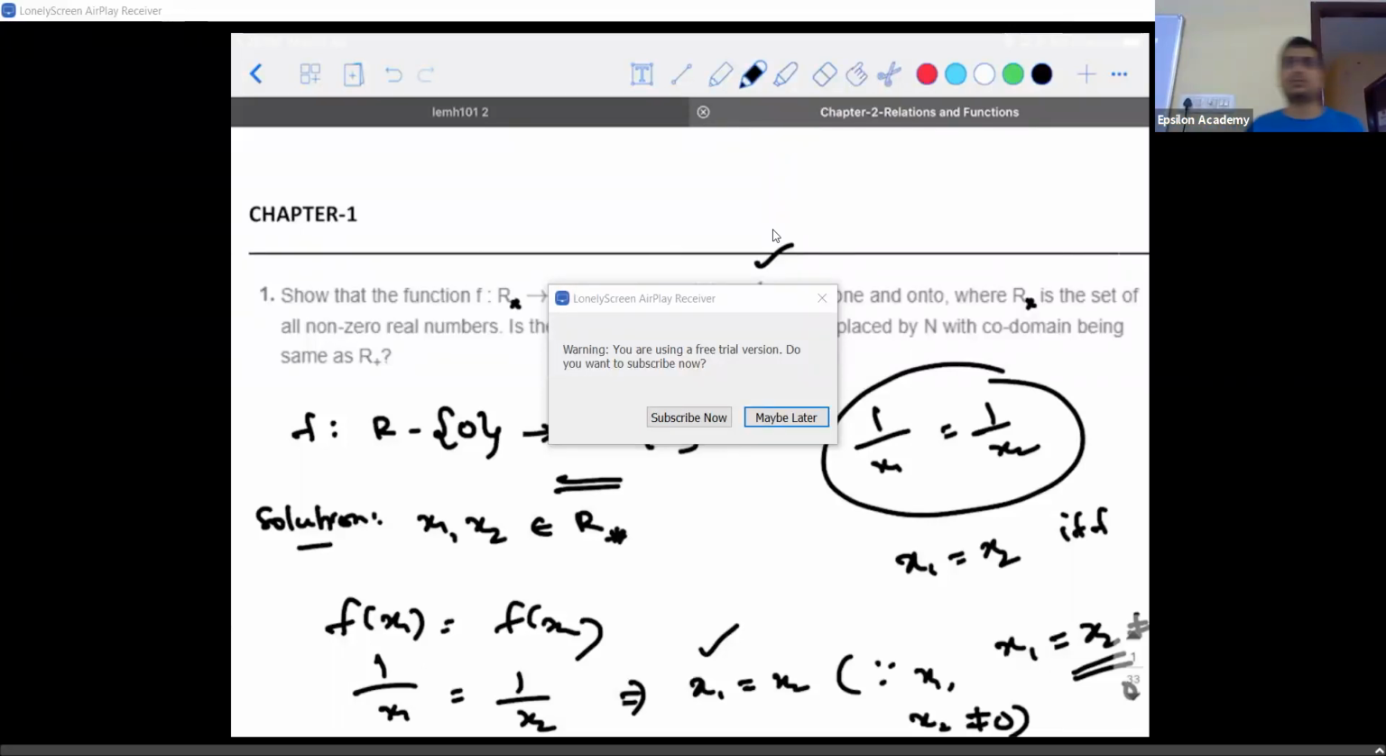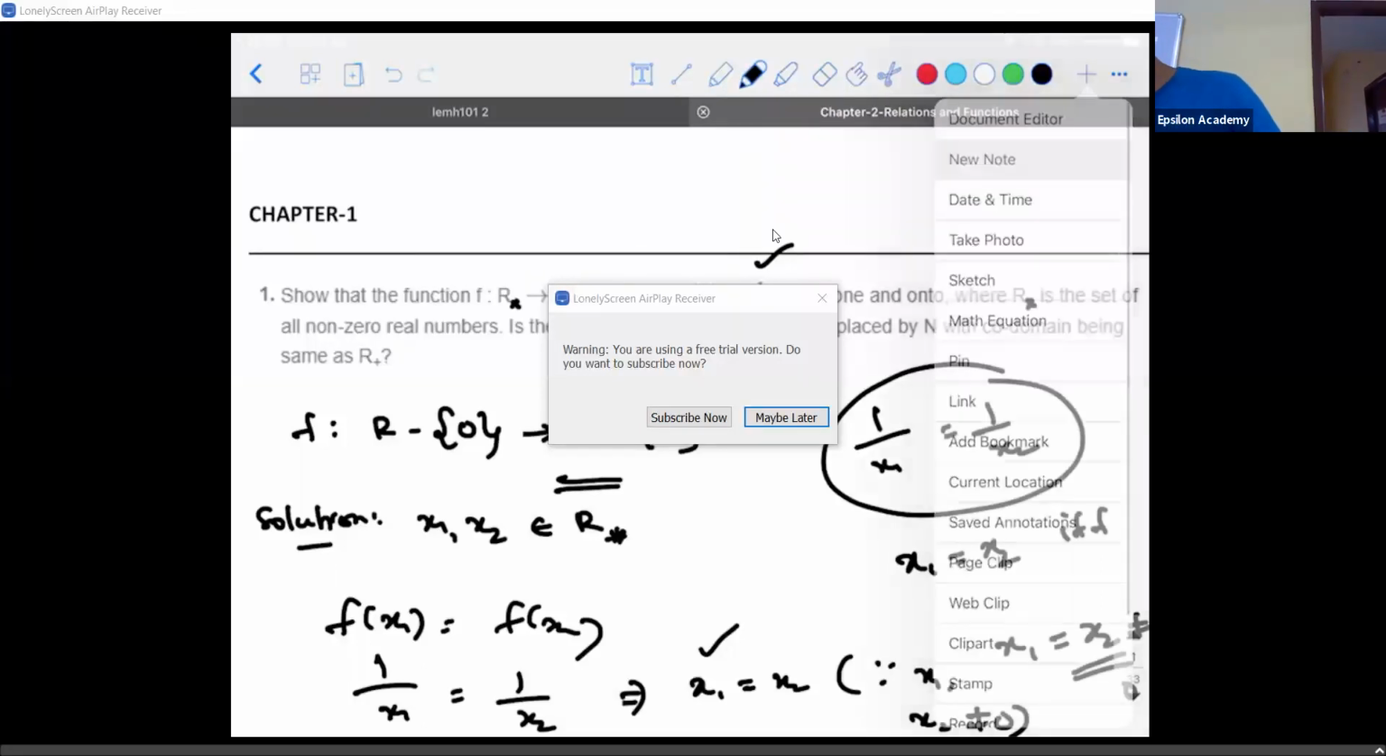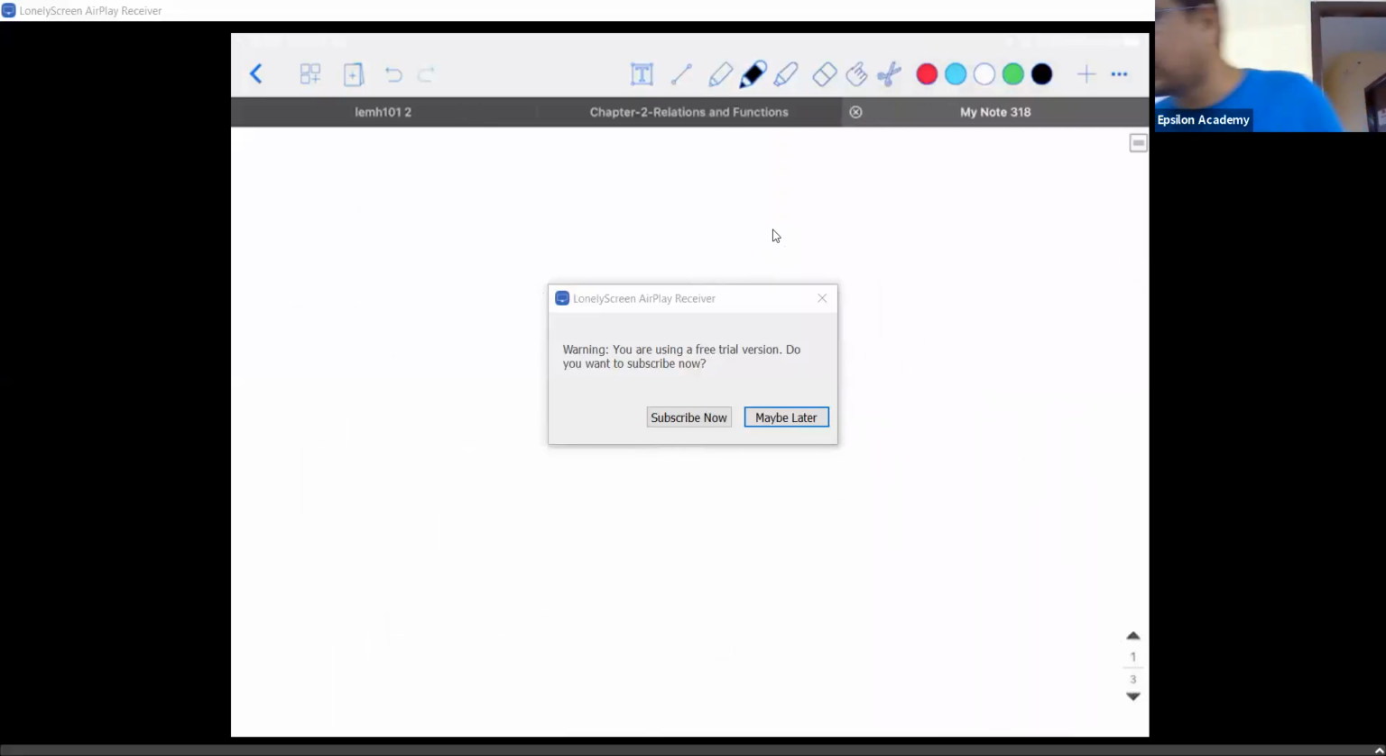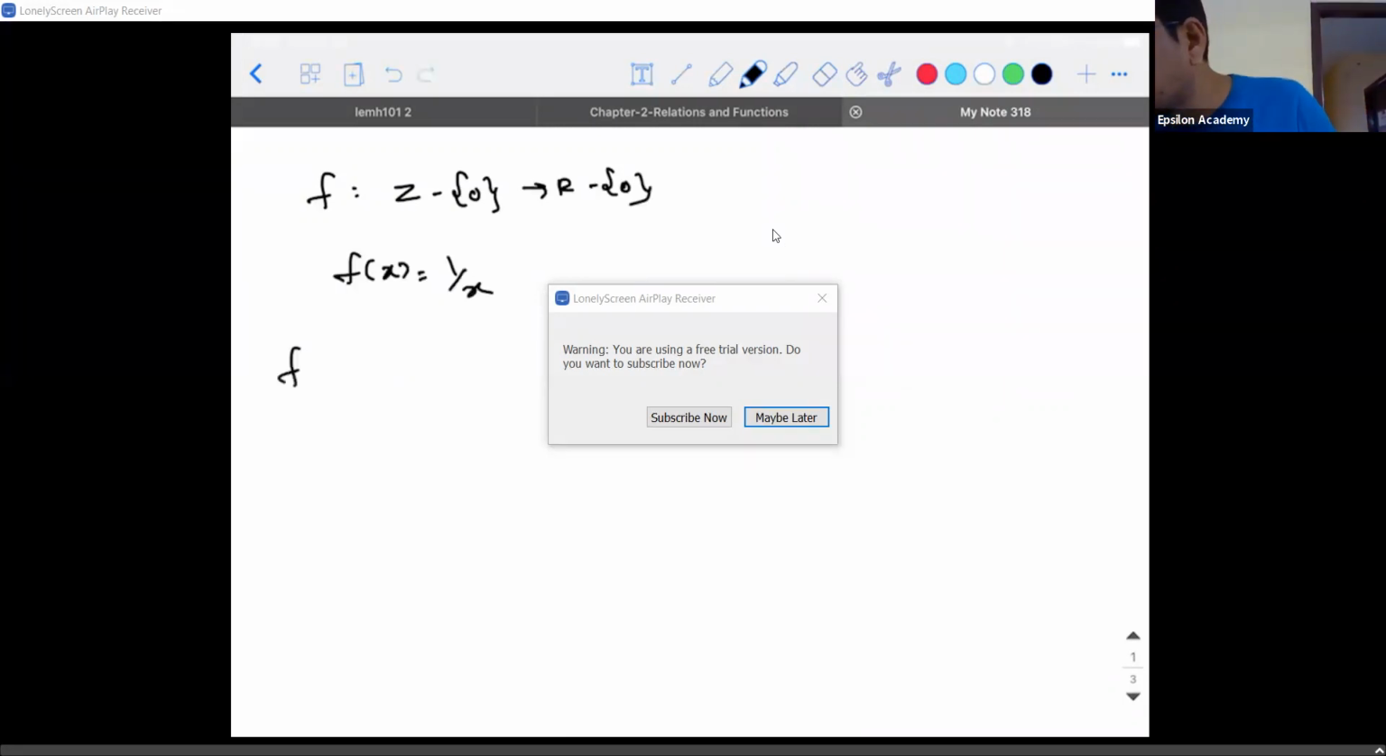What about an onto function? It is not. Is it onto? I assume you guys will be clear; I am explaining it step by step. Listen well. f is mapped from Z minus 0 to R minus 0. What is the function? f of x is equal to 1 by x. For one-to-one, f of x1 should be equal to f of x2, where x1 comma x2 come from which set? In this problem, they belong to the integer set except 0.